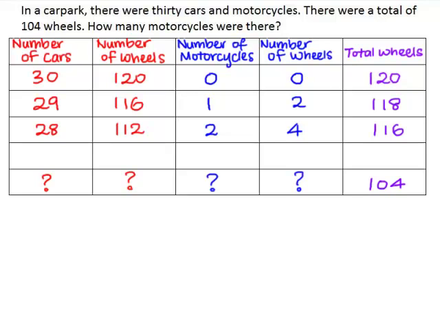The first step in the assumption method is to assume that all were cars, in which case the number of wheels would be 30, which is the number of cars, times 4, because a car has 4 wheels, and this will give us 120 wheels in total. This is if we assume that all were cars.